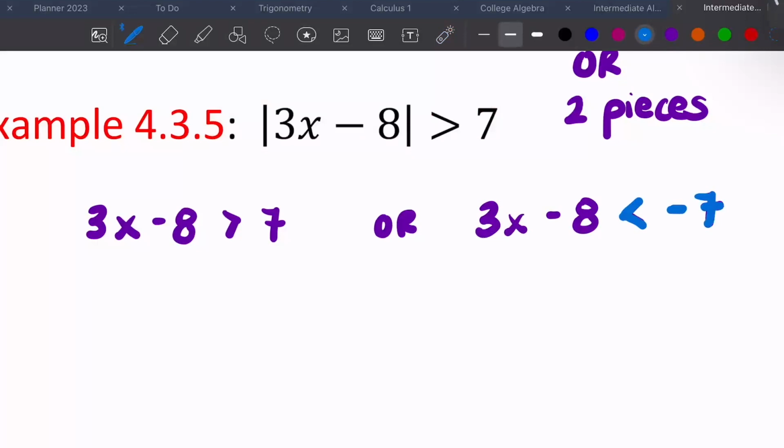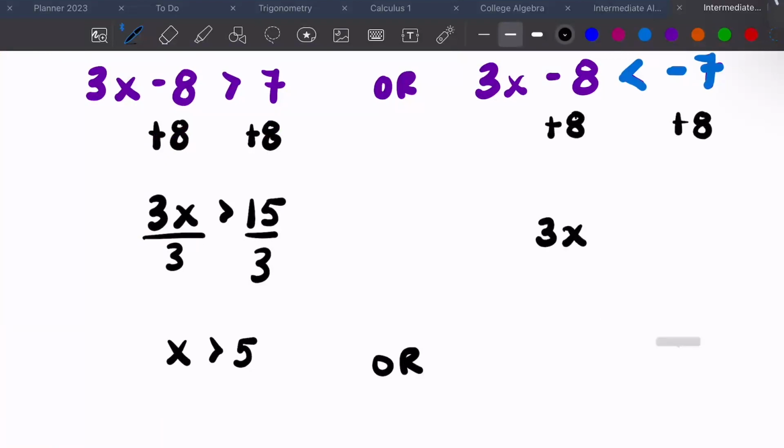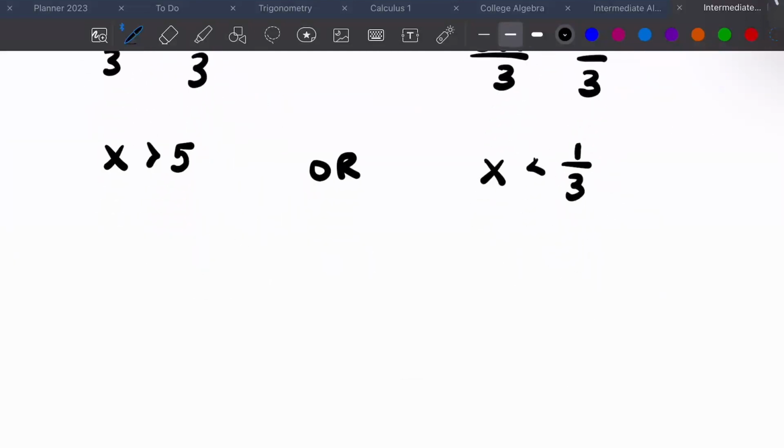Okay, now I'm going to solve each one separately. So I'll add 8. Divide by 3. Add 8. Okay, so I have these two things going on. X is greater than 5, or it's less than 1/3.